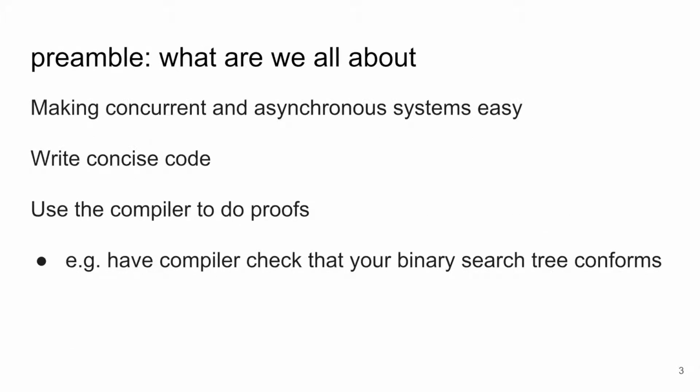So maybe you're wondering, why use functional programming at all? It's pretty much the same reason why we don't code in assembly. We want to make our life easy, basically. It just happens that functional programming concepts do make your life easy, which is make it easy dealing with asynchronous and concurrent systems, help us write concise code, and where possible, we can use the compiler to do proofs. This means that you can ask your compiler to check if a binary search tree conforms, and if not, give you an error at compile time. This is very, very powerful.